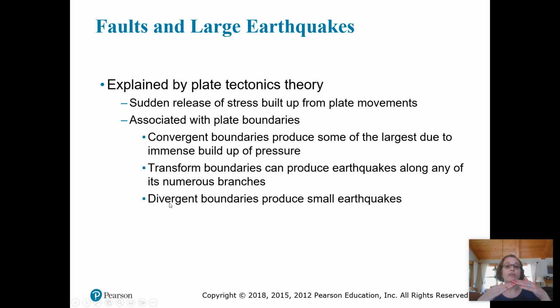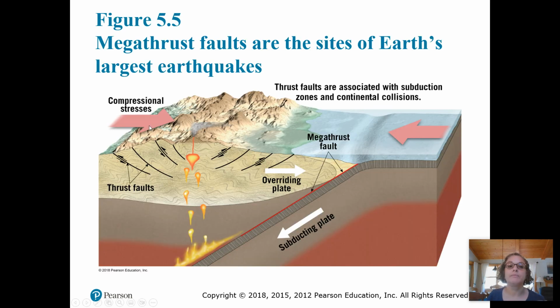Divergent plate boundaries, on the other hand, think about your Mid-Atlantic Ridge moving apart. Those do also produce earthquakes, but they're smaller in magnitude. These big ones with the subduction zone are called megathrust faults. So these are the sites of the largest earthquakes that have been recorded on the surface of the earth, with one plate subducting under an overriding plate.